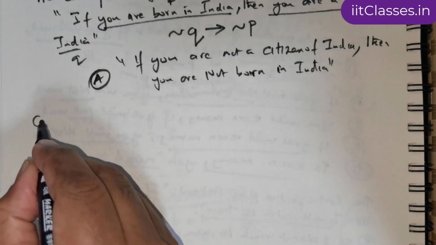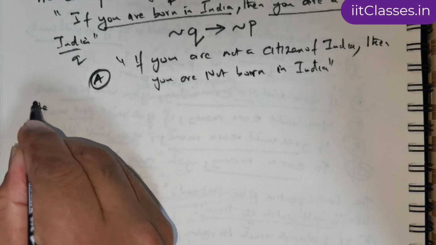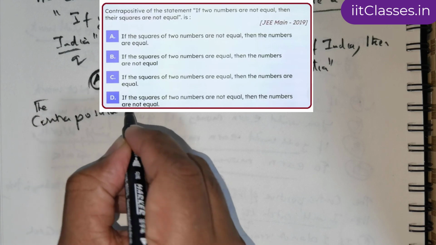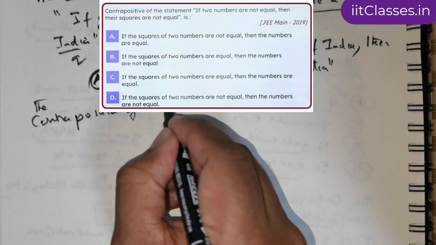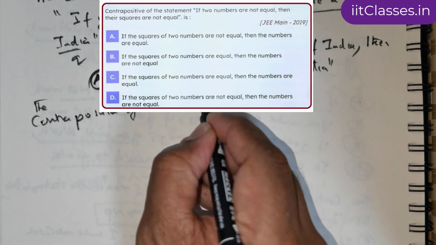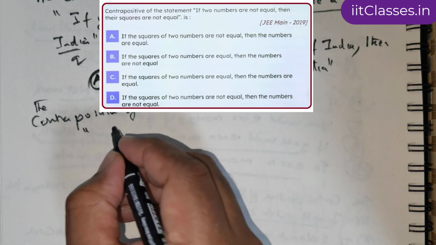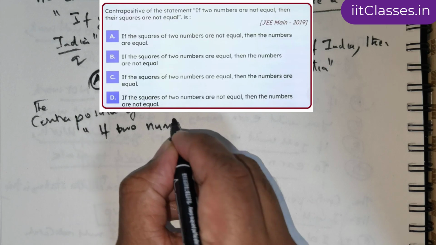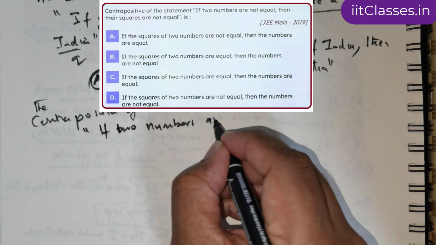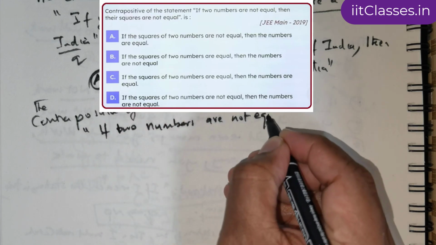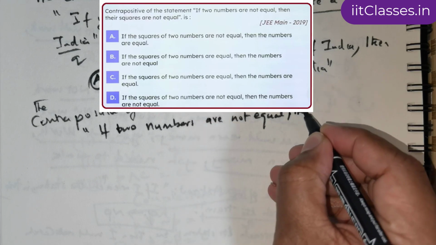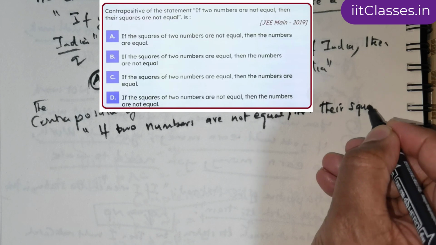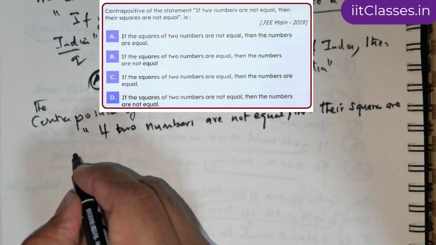Let's do another question, students. We are expected to obtain the contrapositive of the following statement. The statement is given as follows: if two numbers are not equal, then their squares are not equal.